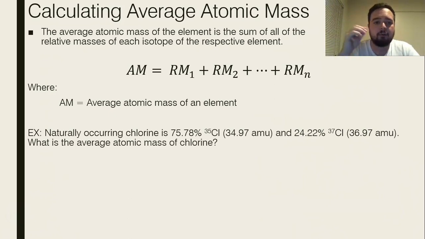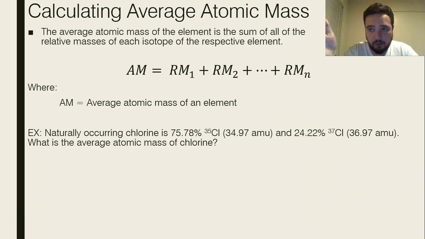So let's do an example. Naturally occurring chlorine is 75.78% 35Cl. So it has a mass number of 35, and it has a weight of 34.97 AMU. And 24.22% 37Cl with a mass number of 37 at 36.97 AMU atomic mass. What is the average atomic mass of chlorine?